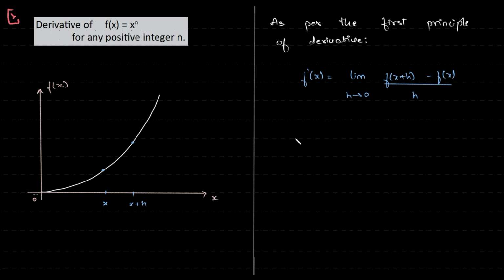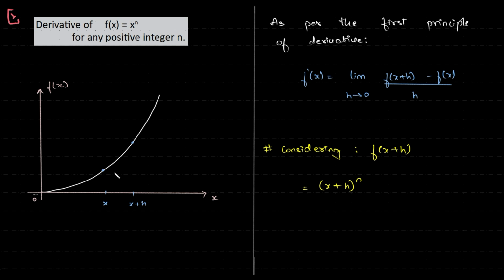So over here there is a very specific thing, that being f of x plus h. What is f of x plus h? f of x is x to the power of n. Here it would be x plus h whole to the power of n. That is, we are replacing x by x plus h.